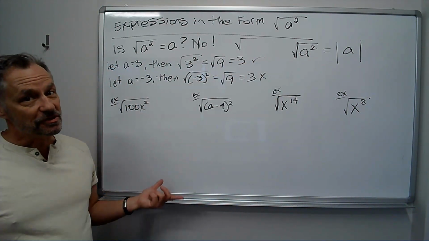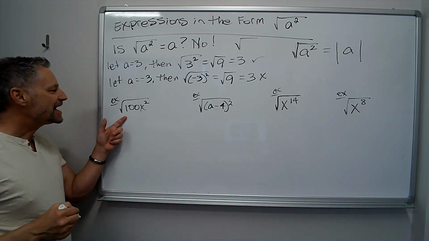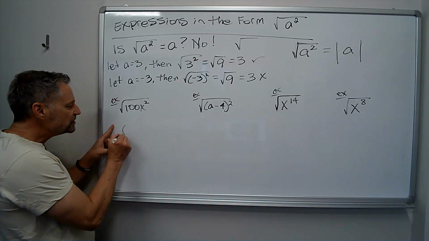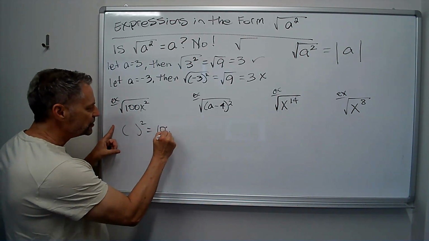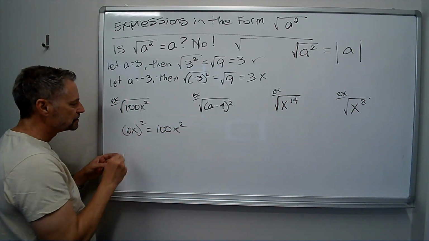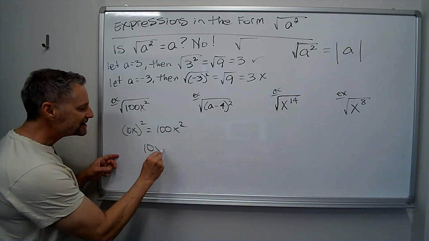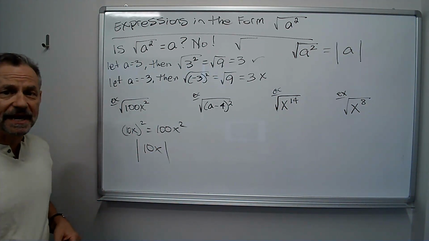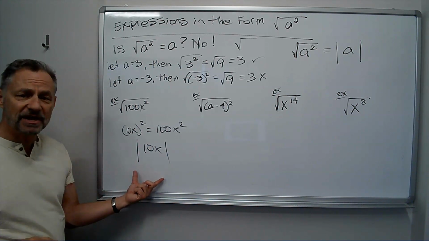Okay, so let's look at some examples. If I have the square root of 100x squared, well, I'm looking for something squared that is 100x squared. And what's going to work? Well, 10x. So 10x is my answer, but it has to be the absolute value of 10x. That's my answer, the absolute value of 10x.